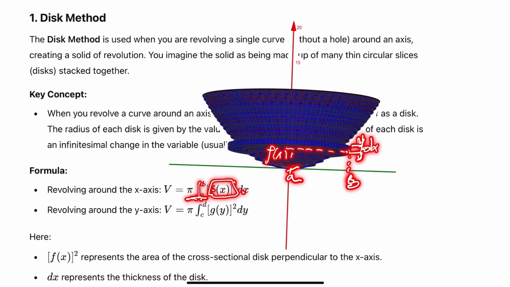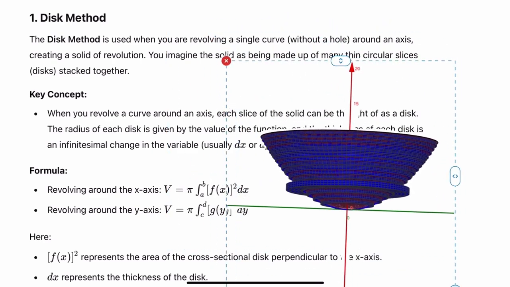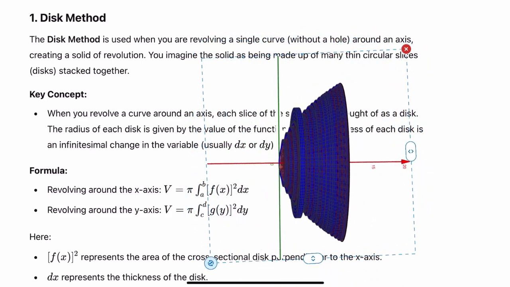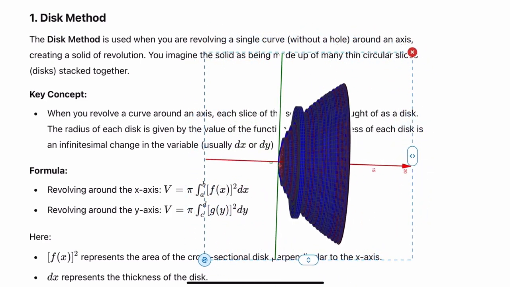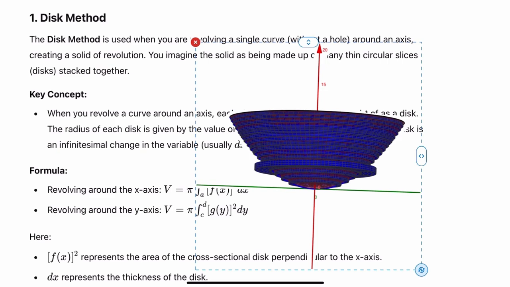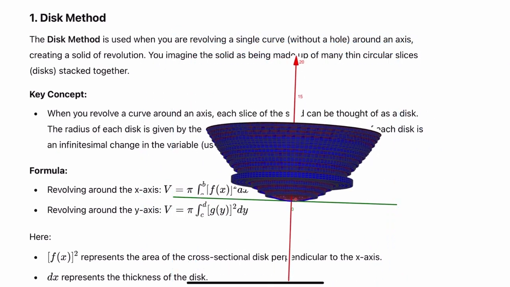Now we are revolving around the x-axis. And if you are revolving around the y-axis, it will be the opposite, revolving around the y-axis like this, and it is the same thing. It just that instead of your dx you will have dy.